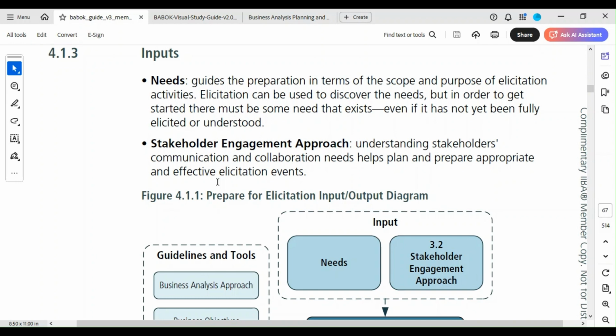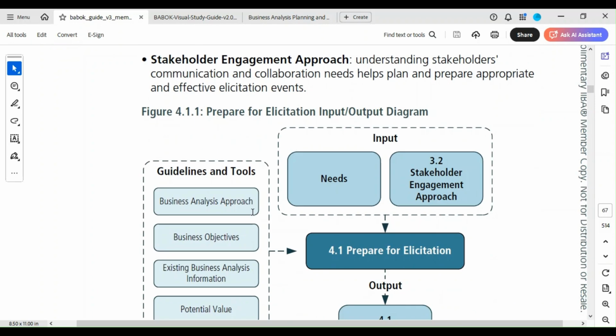Also, as an input, you need a stakeholder engagement approach. How would you engage your stakeholders? Remember, engaging in Waterfall is different from Agile. In Agile, you need close communication, because you need your stakeholders to decide on work done, the definition of done or increment, make decisions, and sign off on stuff. In Waterfall it is quite different. So the stakeholder engagement approach, understanding stakeholders, and communication and collaboration needs help plan and prepare an appropriate and effective elicitation event.